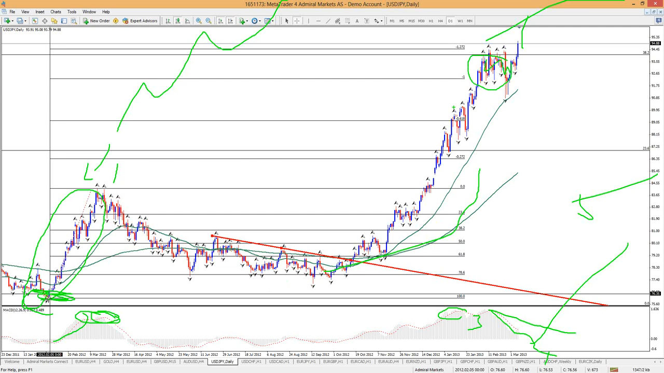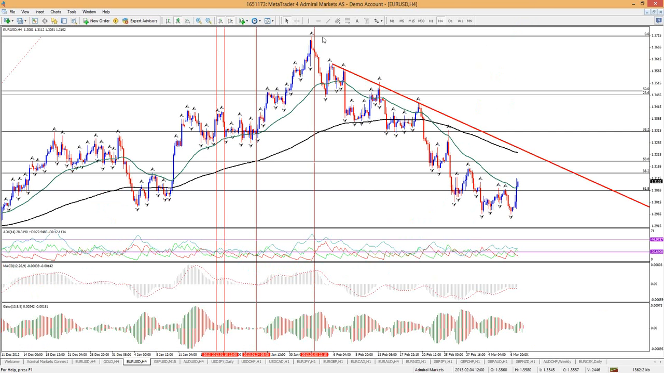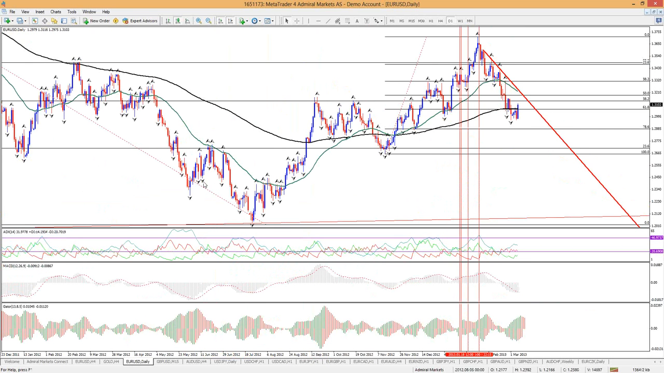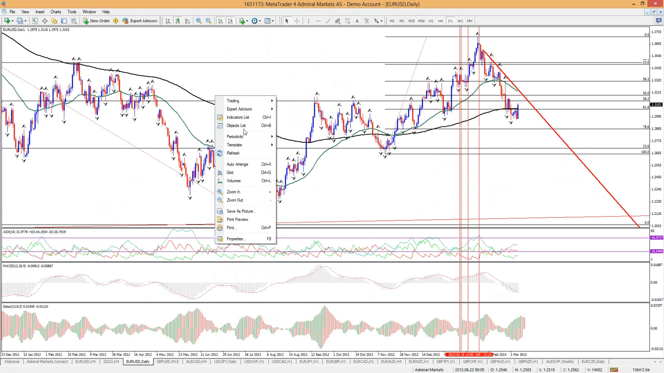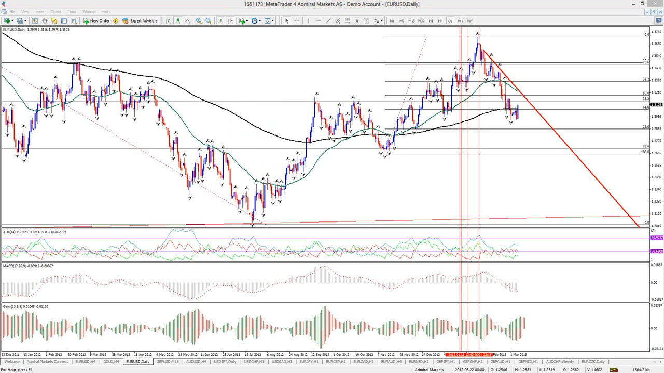All right. Let's take a look at the euro dollar maybe to give an example of something else. Let me take some off so it doesn't become too clustered otherwise.